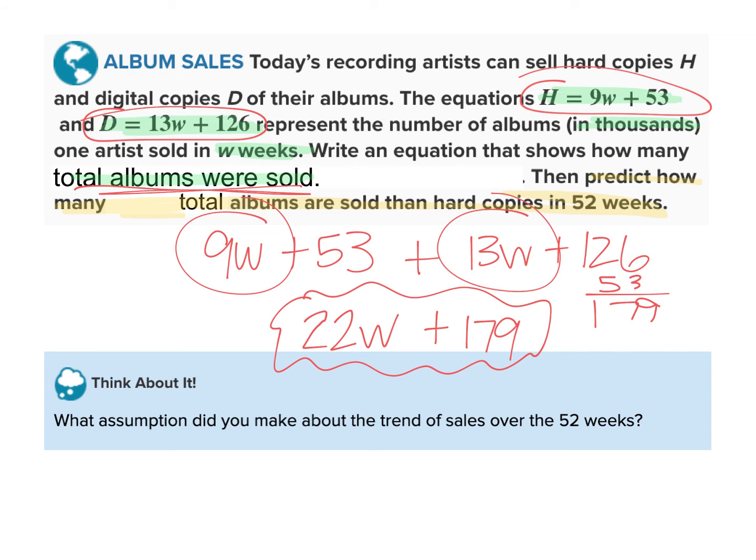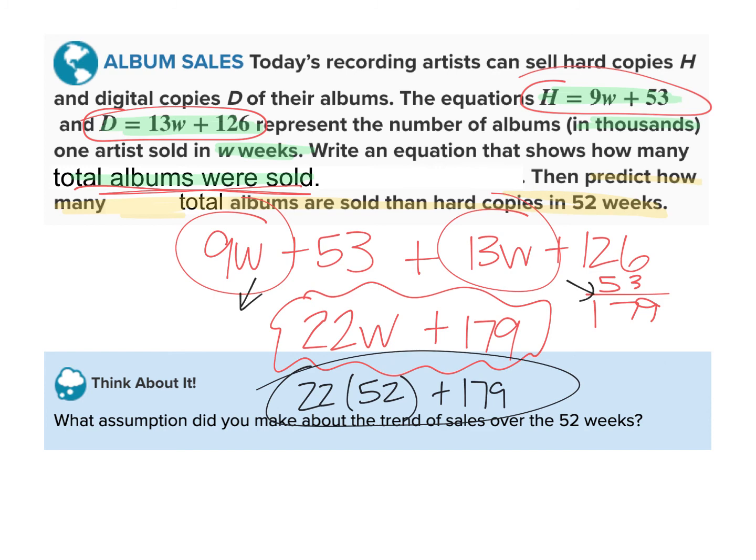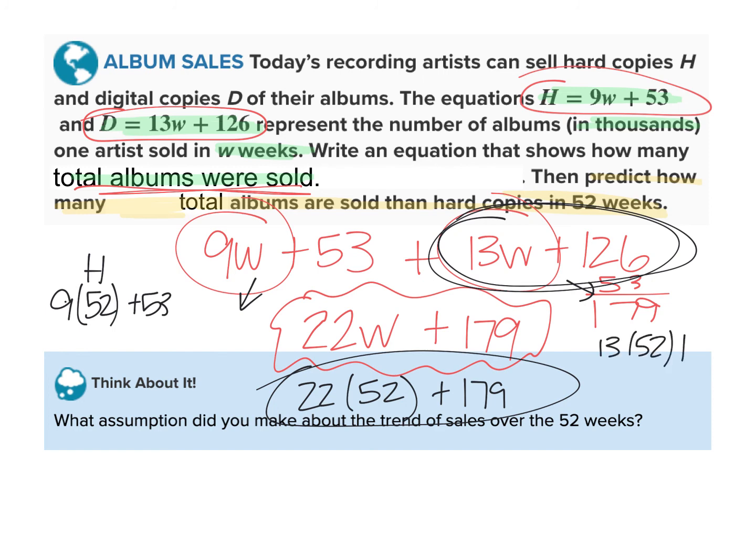What if I just asked you in 52 weeks how many total albums were sold? Well, I would do 22 times 52 weeks and then plus that 179. That would give me the answer. Then if I asked how many more of this compared to this were sold in 52 weeks, you could do 9 times 52 weeks plus the 53 to see how many hard copies. And for digital copies, you could do the same thing: 13 times 52 weeks plus 126 to answer that question.